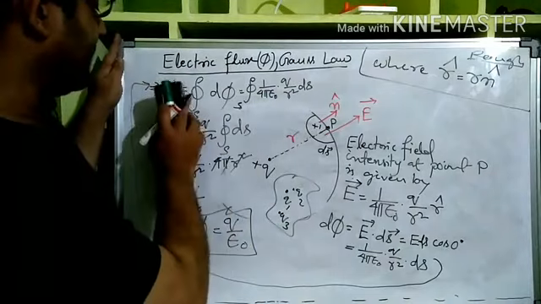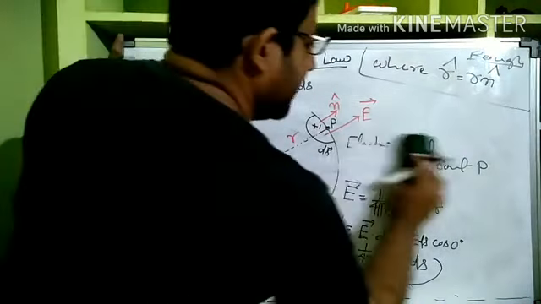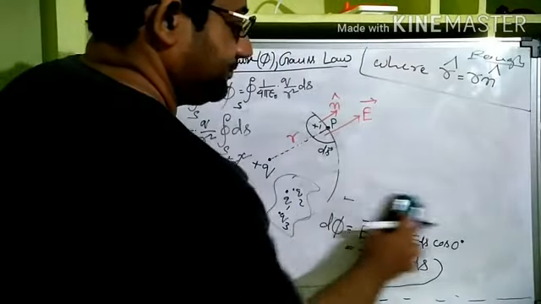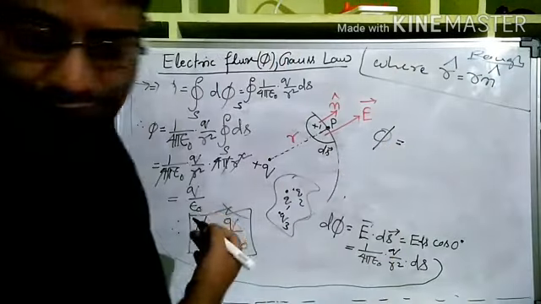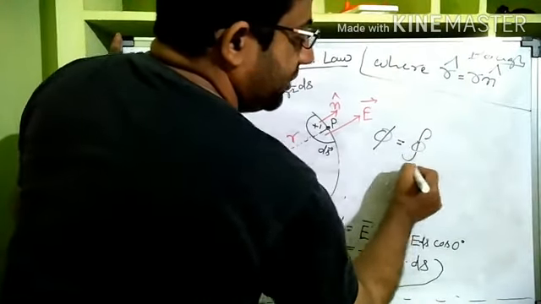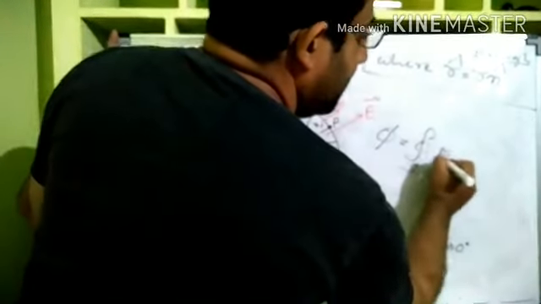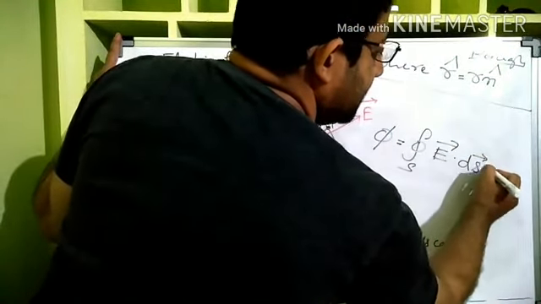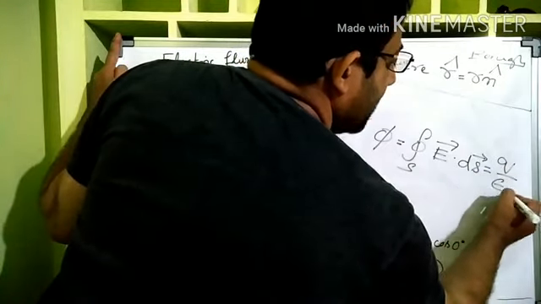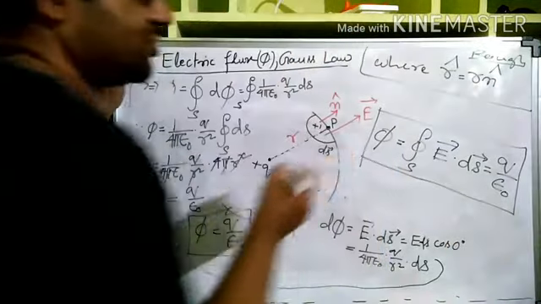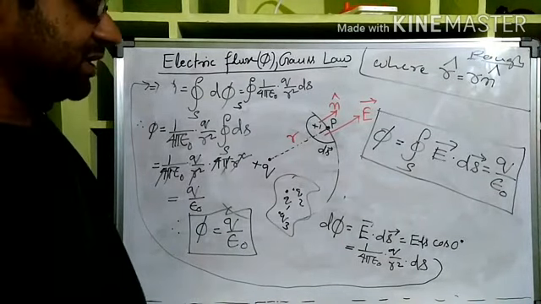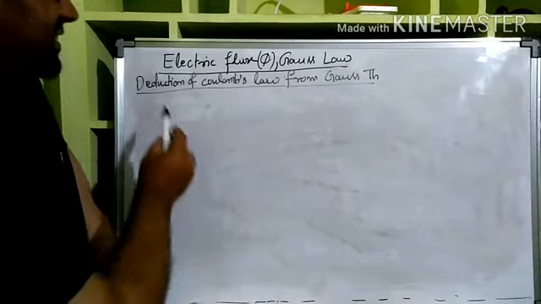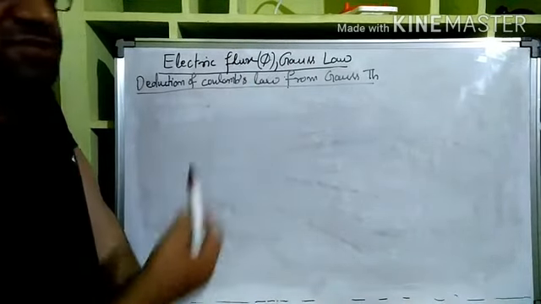So finally, if we write mathematically, this entire thing can be expressed as phi is equal to the closed surface integral of E dot ds is equal to q by epsilon naught. This is nothing but the Gauss law of electrostatics in mathematical form. Clear to everybody? Now we'll see the deduction of Coulomb's law from Gauss theorem.